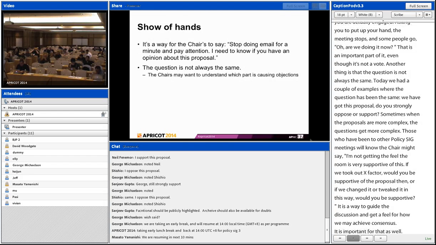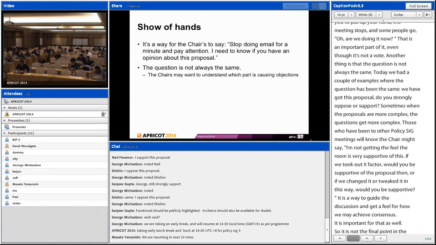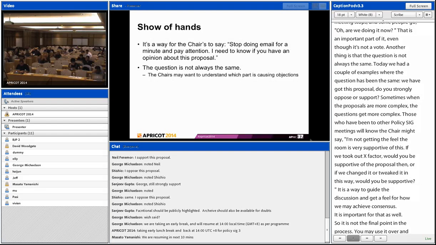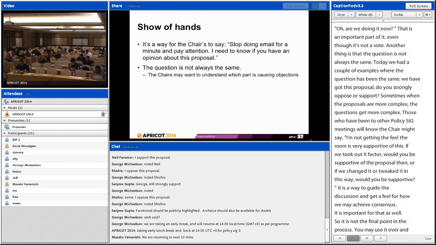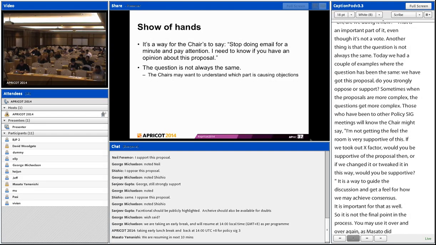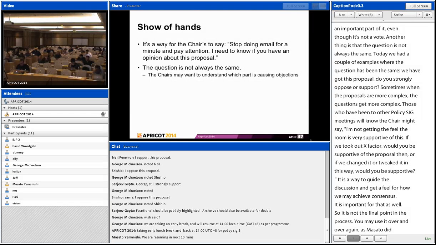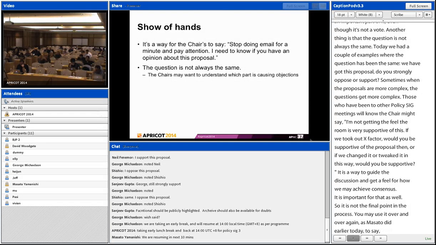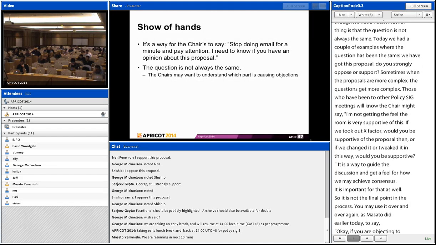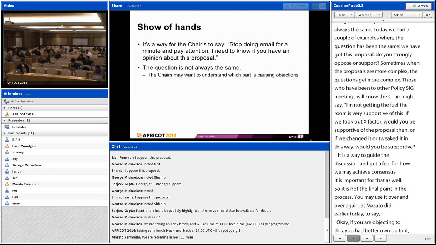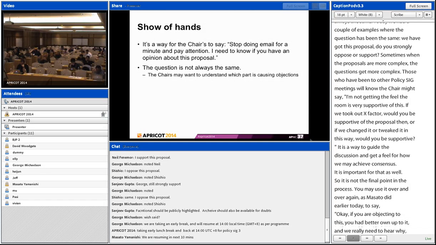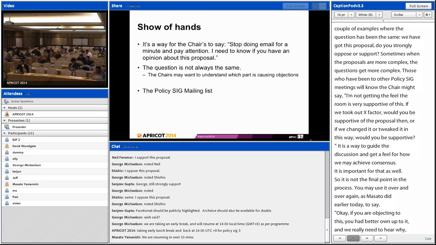You may use it over and over again, as Masato did earlier today, to say, if you're objecting to this, you better own up to it, and we really need to hear why, because just passively objecting doesn't really contribute or take away from the consensus.